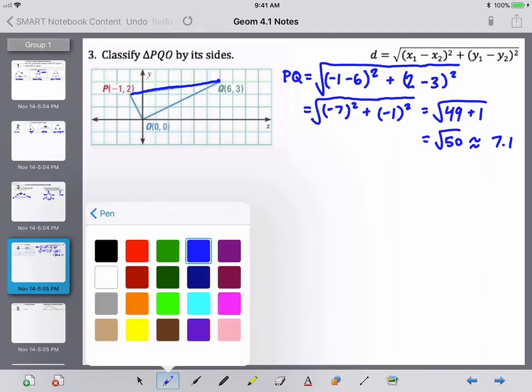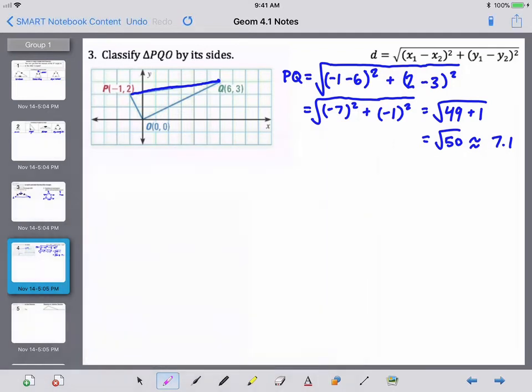Okay, now let's go ahead and do that for the other two sides. Let's do PO, this side over here. So using that same formula, first take the difference in your x's, which in this case is -1 minus 0, square that. And the difference in your y's, 2 minus 0, square that. And we're going to take the square root of the whole thing.